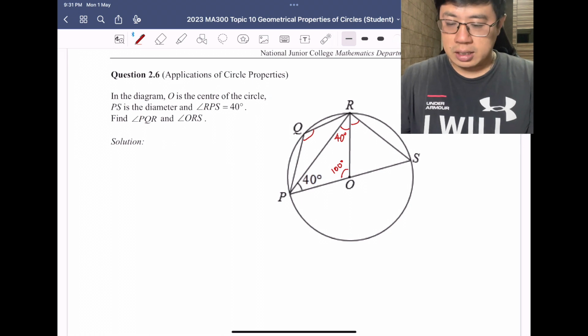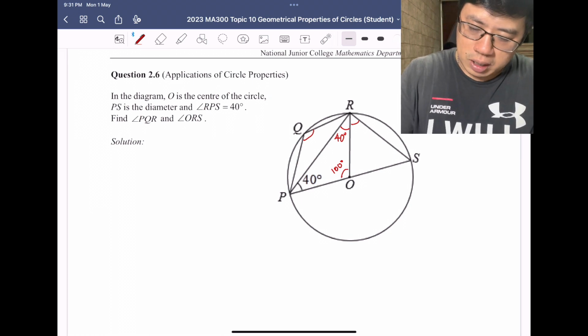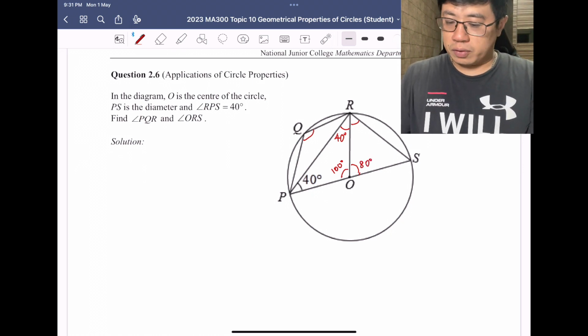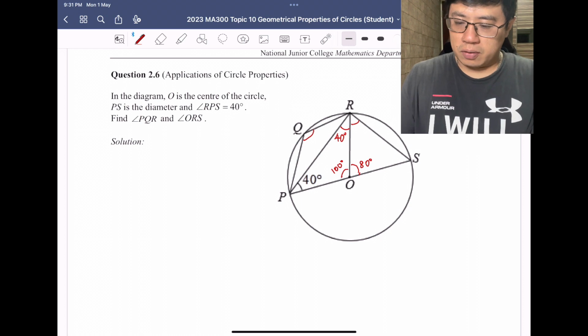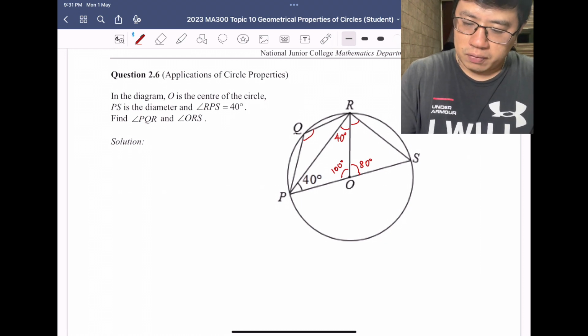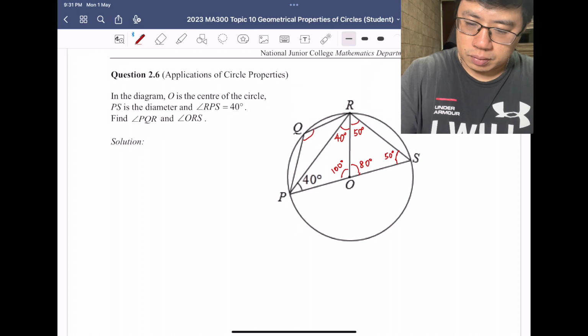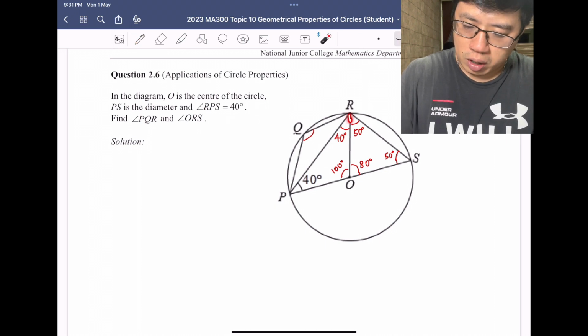So what will that tell you next? That will tell you that, of course, this will be 80 degrees, right? This will be 80 degrees. What else? One of the things I can do is I observe that if this is 80 degrees, then definitely this will be 50. This will be 50 as well, right? Just by using the fact that I have an isosceles triangle here as well.